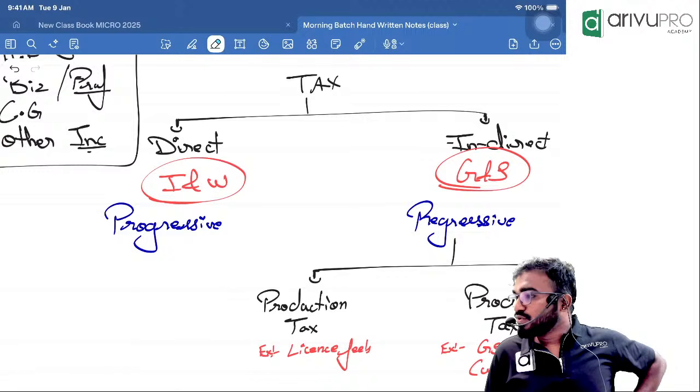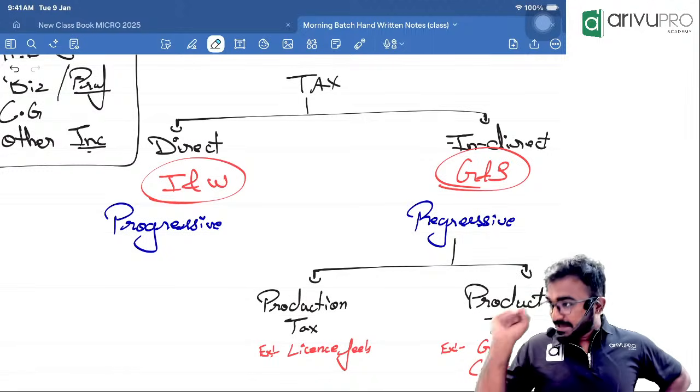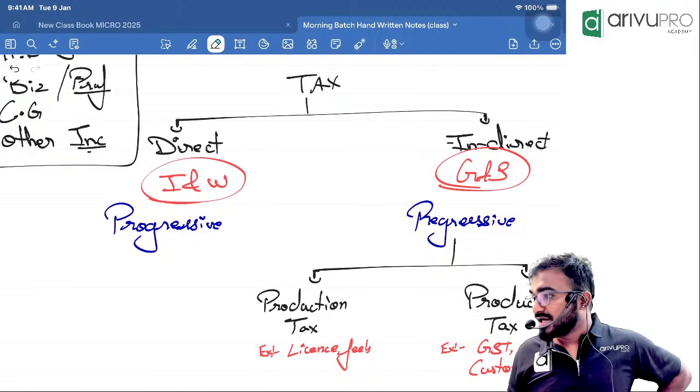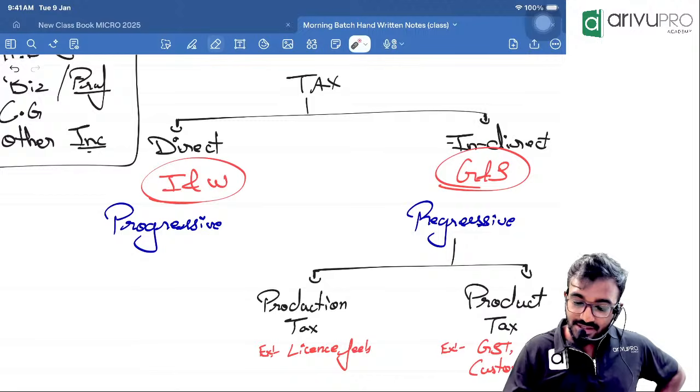Sir, can you explain Q is equals to A minus B of P? Okay, that I am going to explain when I come to elasticity of demand. There is a numerical problem over there. As of now, just understand D is equals to F of price.